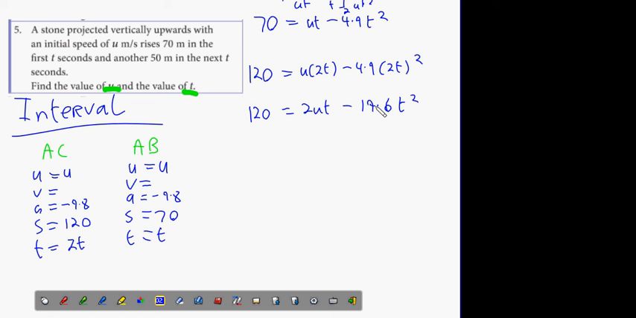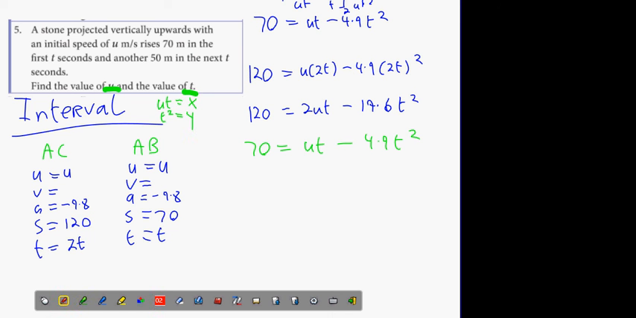Now guys, look at this. We have two equations, and look at the way the equations are written out. What type of equations do you think these are? It's actually simultaneous. If we treat ut as x and t squared as y, you'd have a very standard simultaneous equation, wouldn't you? That'd be 2x plus 19.6y, and x minus 4.9y. So what I propose we do is multiply the bottom one by minus 2.